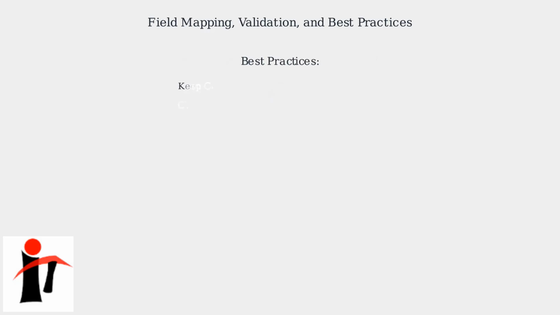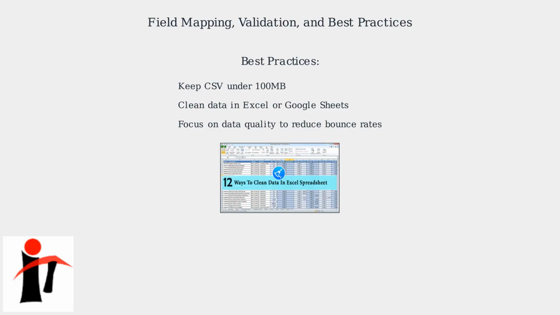For best results, keep your CSV file under 100 megabytes and always clean your data in Excel or Google Sheets beforehand to ensure quality and reduce bounce rates.